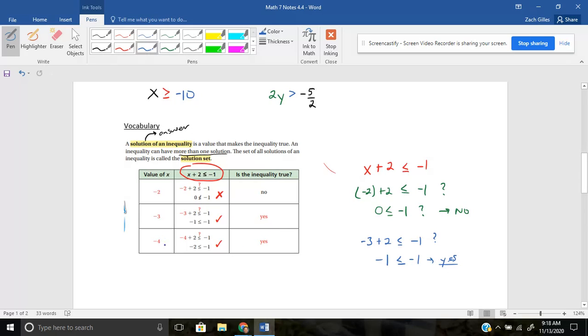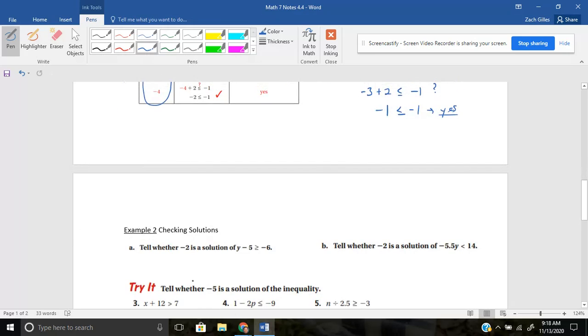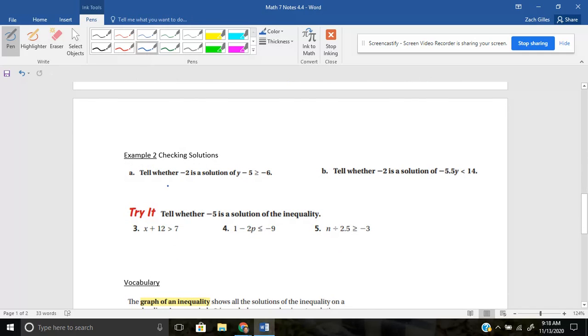And then the same for negative 4. So negative 4 plus 2 is negative 2, and that is less than negative 1. So yes, that's true. So both of these values would make this inequality true. So that's why it says an inequality can have more than one solution. These would both be solutions to that inequality. So let's check and see if we can do that in a couple problems.